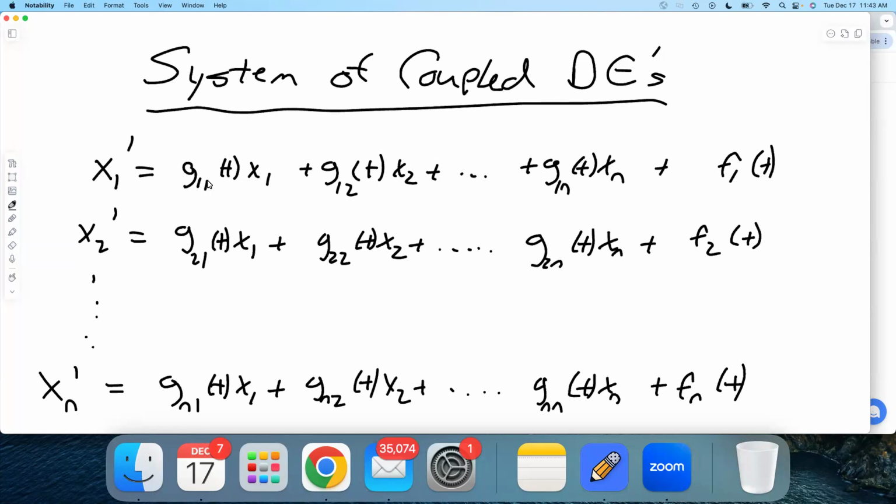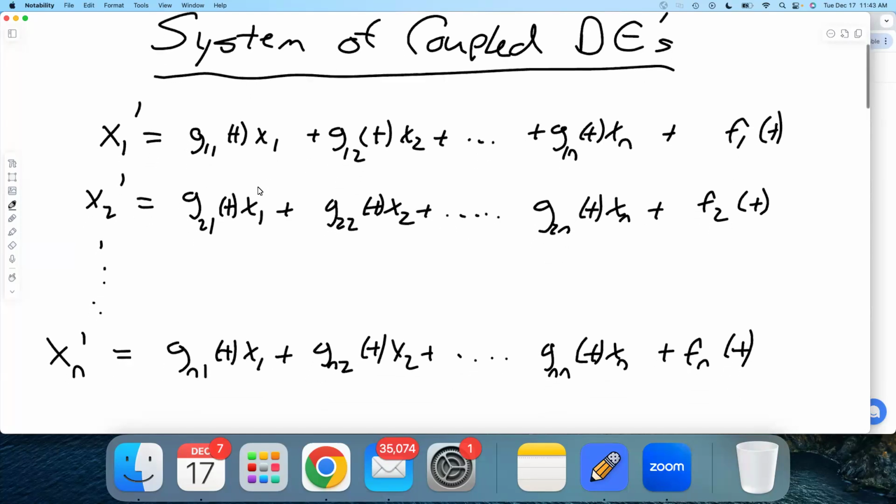And in front of each of those is some function of t. And then at the end of each of these lines, I have some other function of t that's just like an independent function and isn't multiplied by one of my x's. So I've got this whole system of equations, kind of like a college algebra system of equations that we're trying to solve. But over here, these are all derivatives.